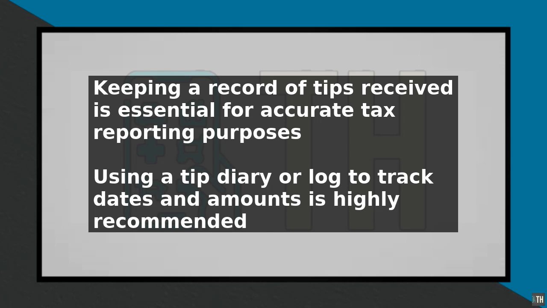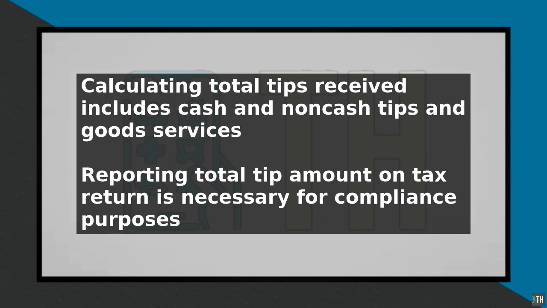When filing your tax return, you will need to complete Form 4137, which is the form used to report tips. You will also need to complete Schedule 1, which is used to report additional income, including tips.